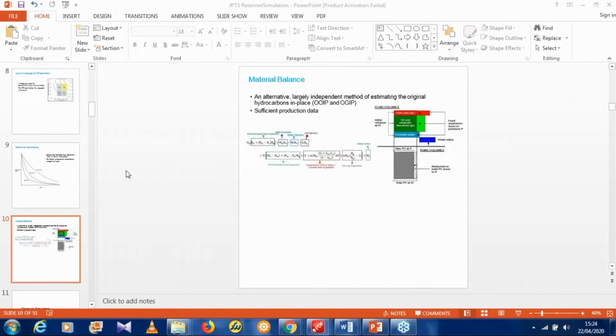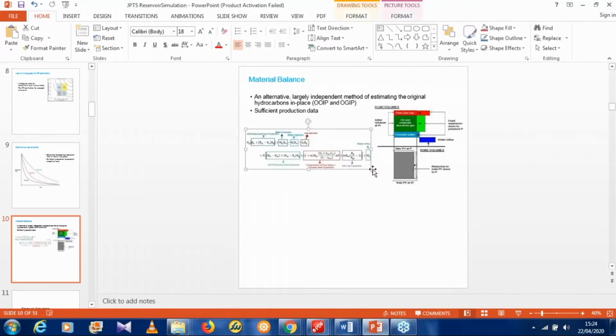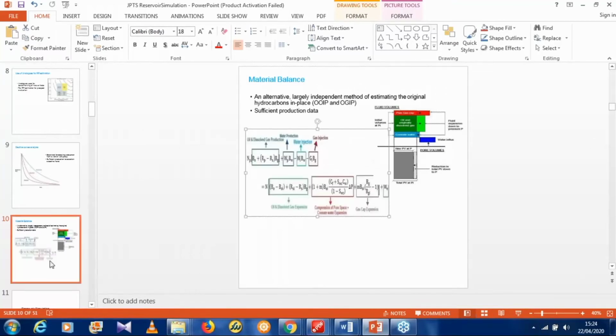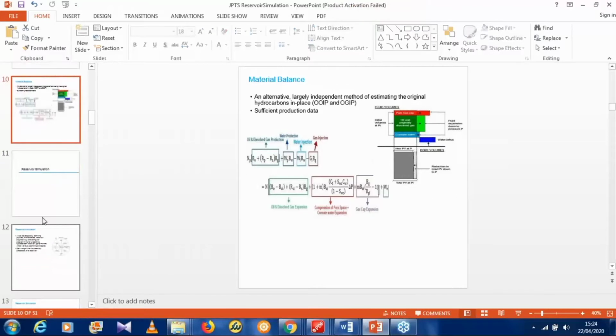As I was saying, the material balance looks this way. You have a lot of equations, some complex, that are usually used for this. It's an alternative, largely independent method of estimating the original hydrocarbons in place. So we're able to estimate the original hydrocarbons in place using material balance. It also uses sufficient production data. Those are some of the advantages it gives.